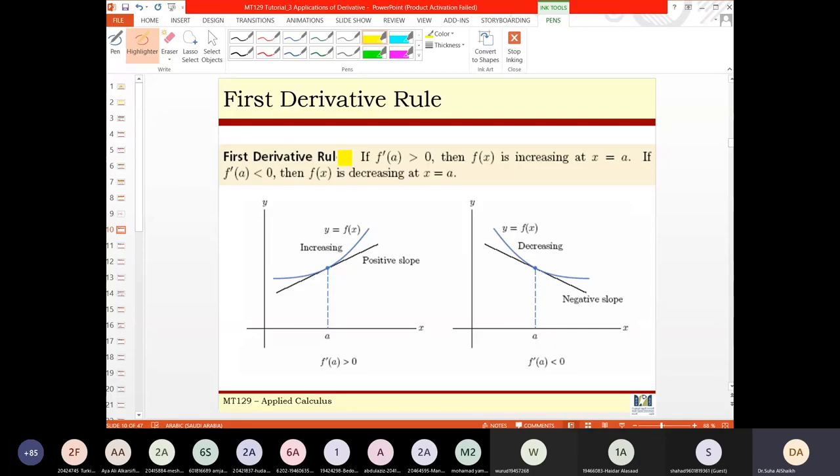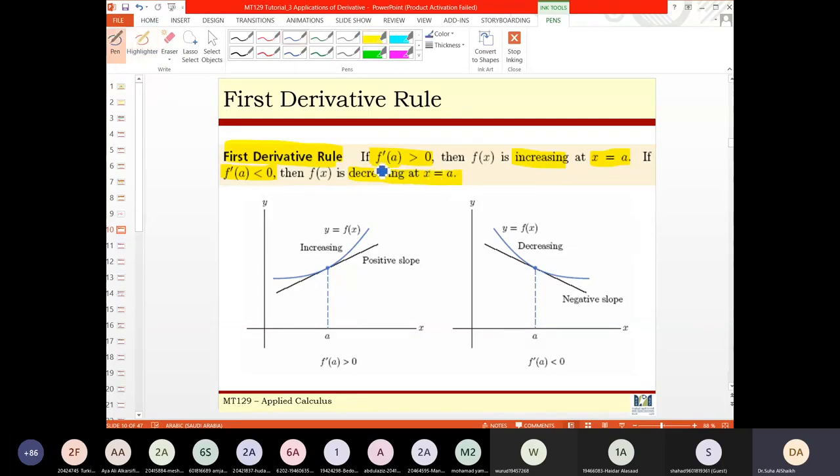The first derivative rule states that if the derivative at a point A is positive, no problem if you attend with any doctor you want. So if f dash at A is positive, greater than 0, the function is increasing at this point. And if f dash, the derivative, is negative, it means the function is decreasing at this point.